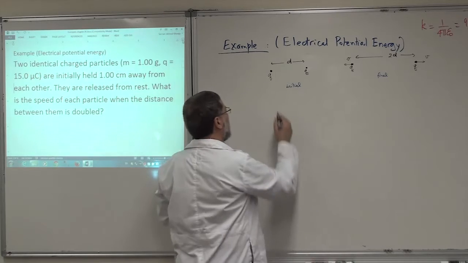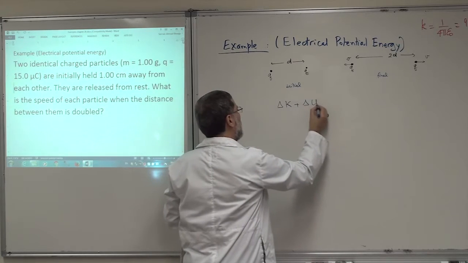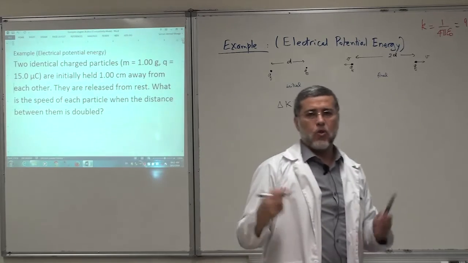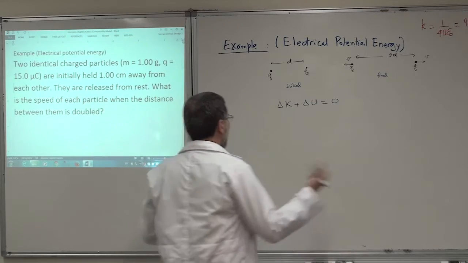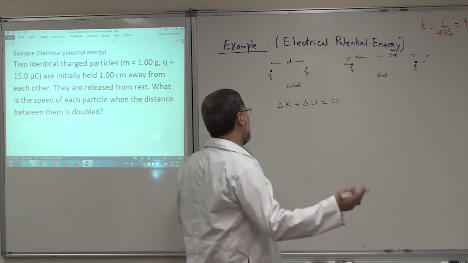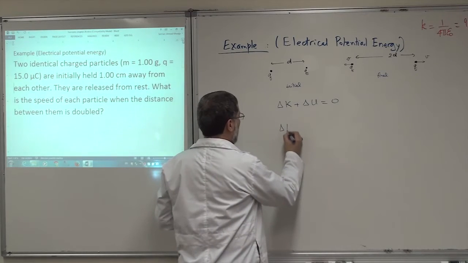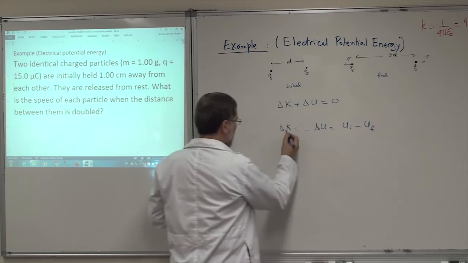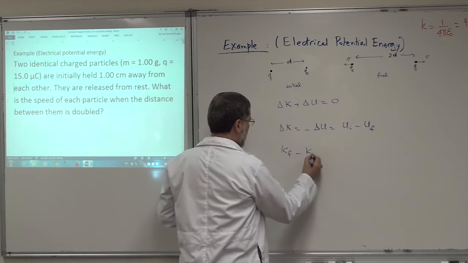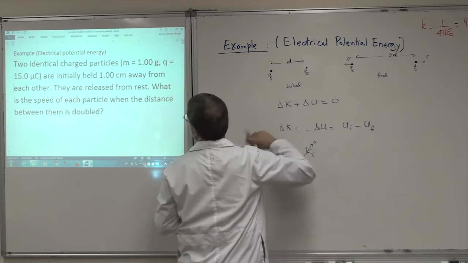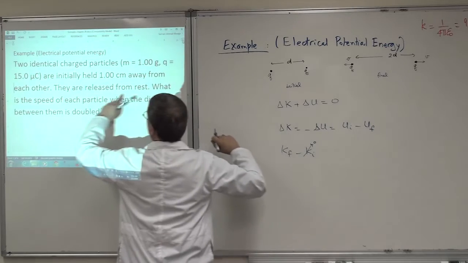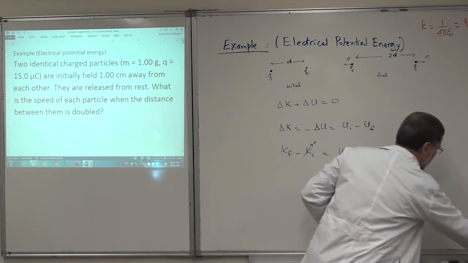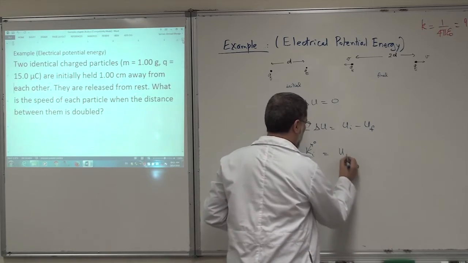delta K plus delta U equals 0. Because the electric force is a conservative force, the total energy of the system is conserved. What is the total energy? It is kinetic plus potential, and it is conserved. So I have delta K equals minus delta U, which is U initial minus U final. And delta K is K final minus K initial. Of course, K initial is 0 because they are at rest here. You see it says they are released from rest, okay? So K final equals U initial minus U final.